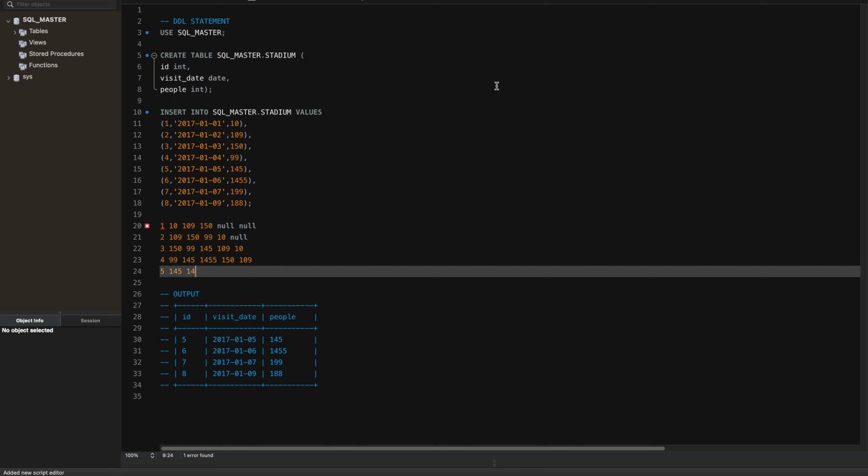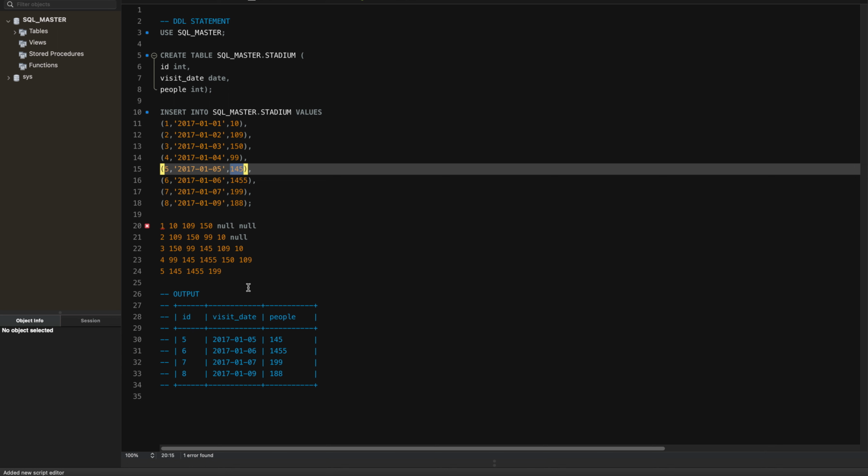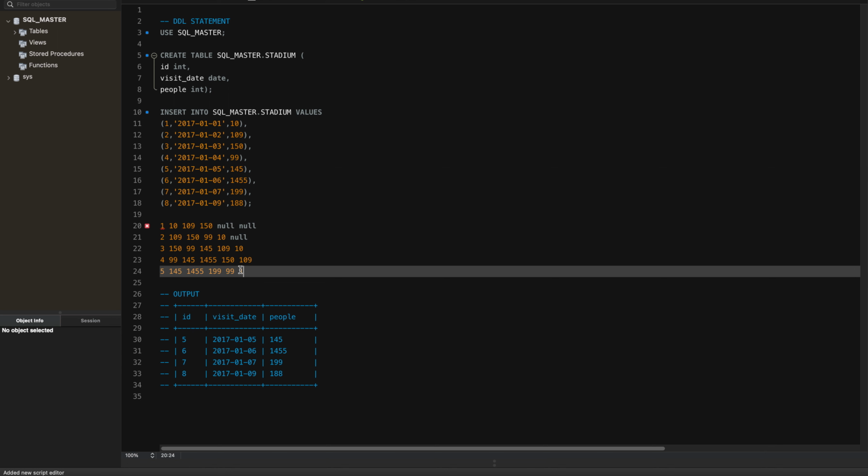If you consider row number 5, current date it's 145, next day it's 1455, next to next it's 199. And similarly for 145, previous is 99 and 150. The same goes for row numbers 6, 7 and 8 as well. So once we frame this table, what we need to do is check for at least greater than 100, right?